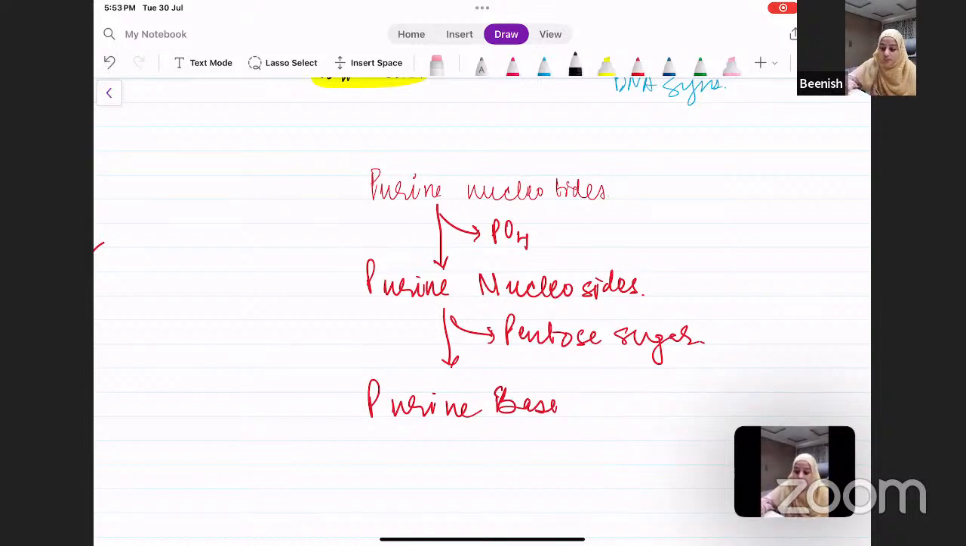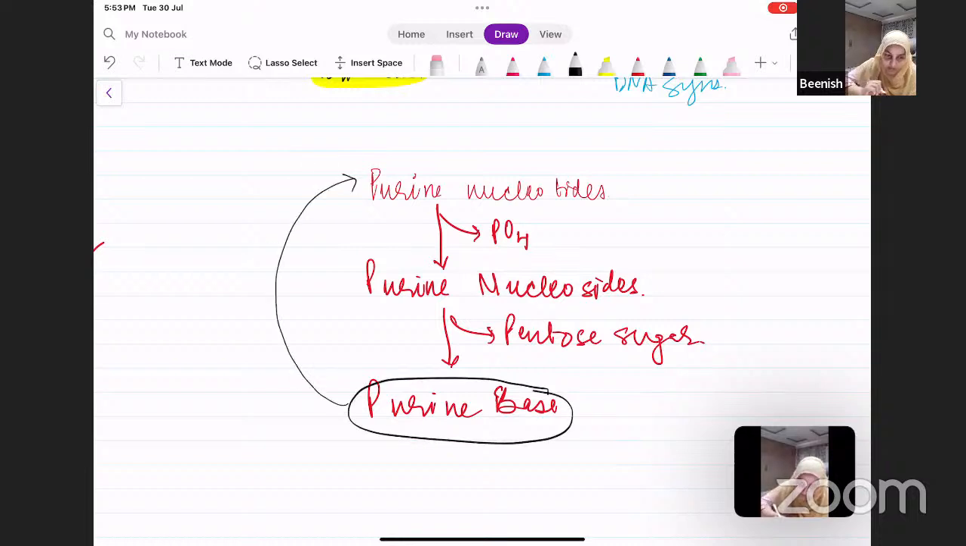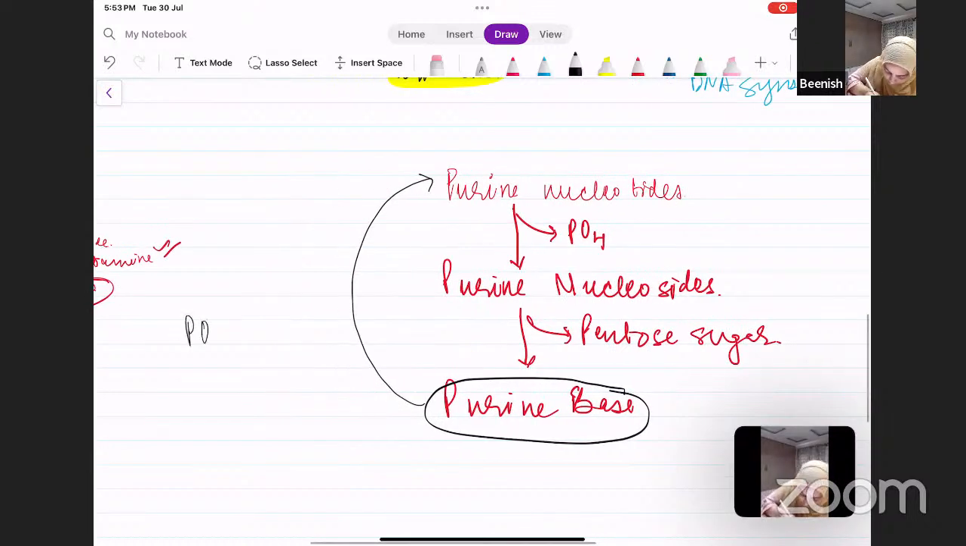Simple up till now. Okay. Now in the salvage pathway, there are two types of reactions taking place. If you're salvaging a purine base back to a purine nucleotide, what all do you need to add? You need to add pentose sugar and phosphate. So you need to add phosphate plus pentose sugar to salvage this purine base back to a purine nucleotide.